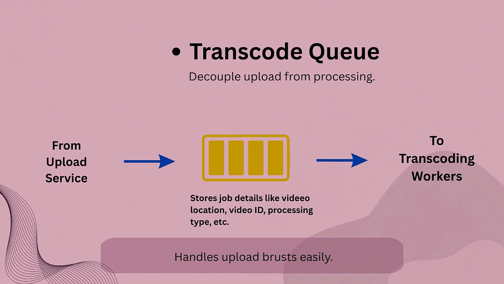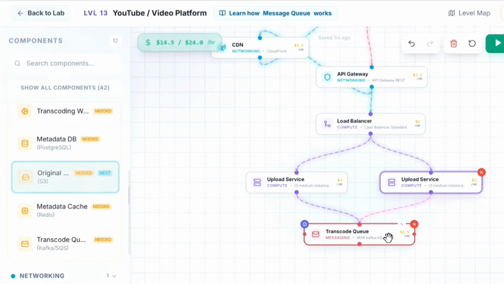The job can contain information such as uploaded video's location, video ID, and different processing operations that need to be performed. The queue is useful because uploads can happen in bursts. For example, if thousands of videos are uploaded at the same time, the upload services don't have to wait for the transcoding workers to become available. They can simply place the jobs into the queue. The transcoding workers can then consume these jobs at their own processing capacity.